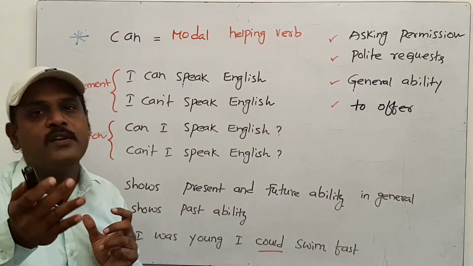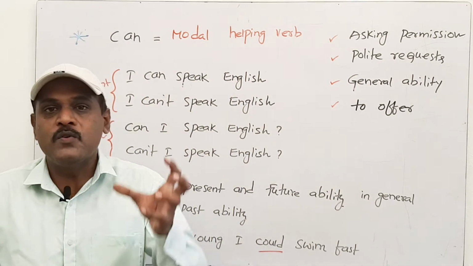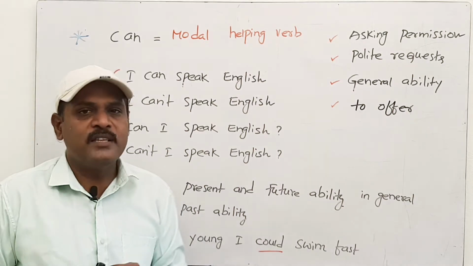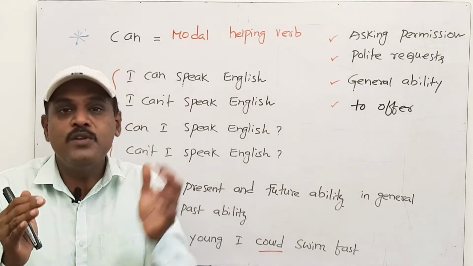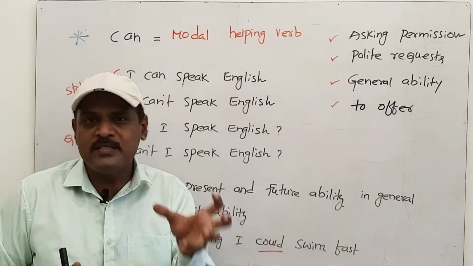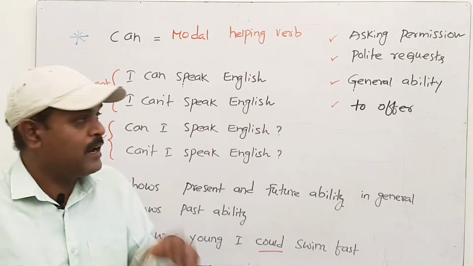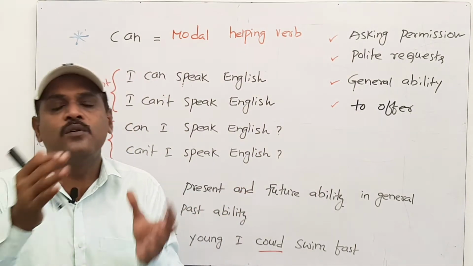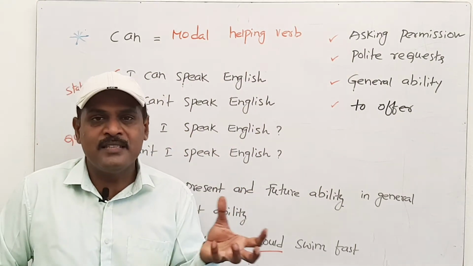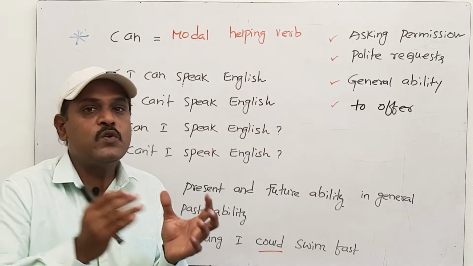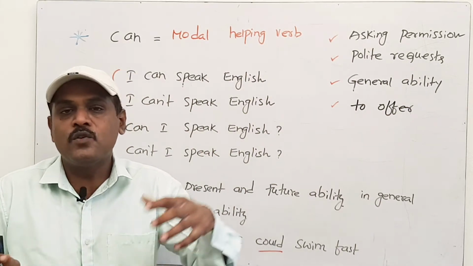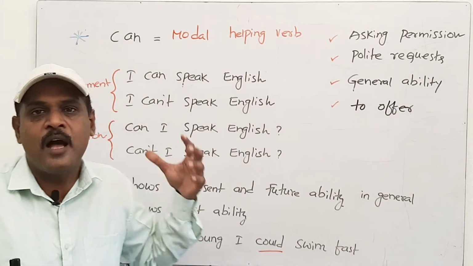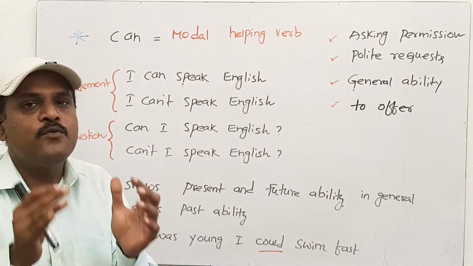Now I am going to tell you the structures by using can. You have to know two things. The first one is after can we need to use V1. V1 means the first form of the verb, like I can speak, I can talk, I can do, I can go. The second one is irrespective of the subject we need to use can. There are no plural or singular rules applicable here. Every time we use can.